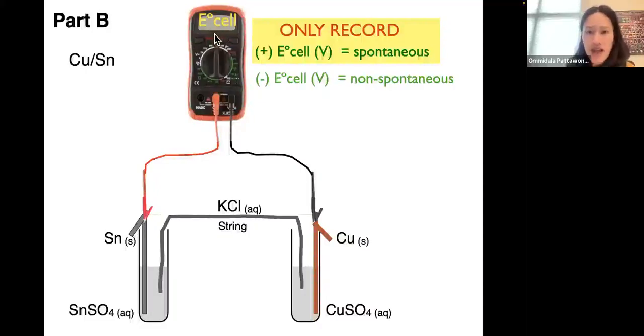Note that you are only going to record the positive E cell. If you construct this and it gives you a negative value, all you need to do is swap the alligator clips so that you swap the electrodes. You are only going to record the positive value, which indicates that it is a spontaneous redox reaction.